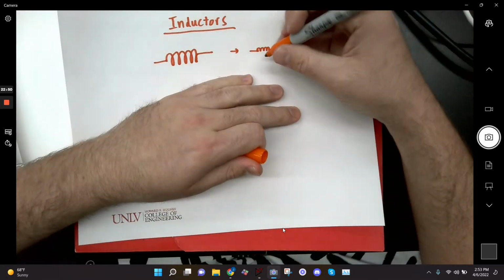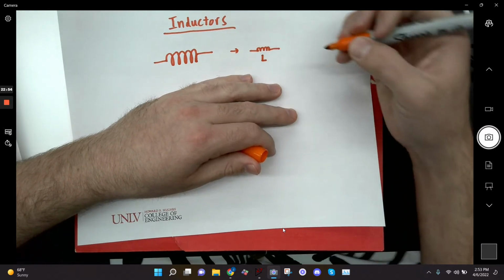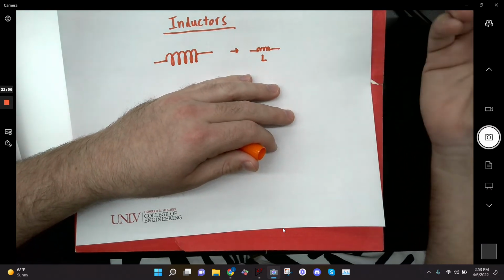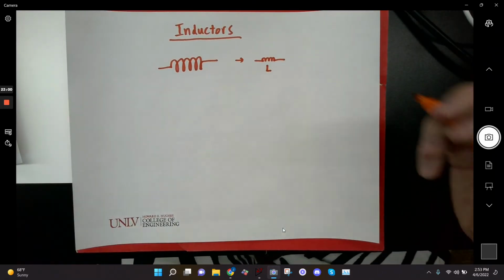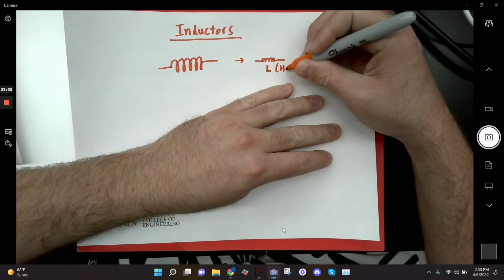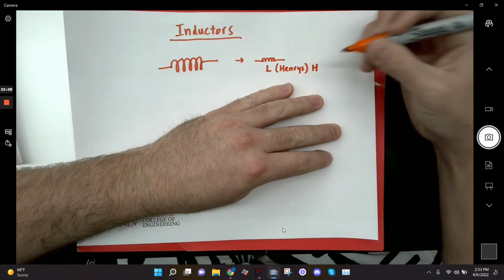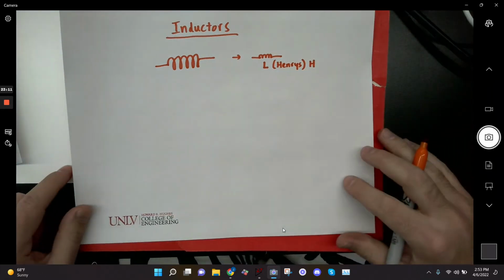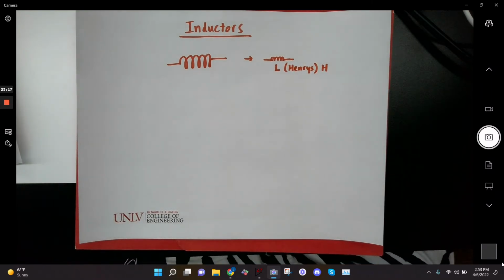Its inductance is L. I don't know why. Again, we can't use I because we use I for current, so someone decided to call it L. And inductance is measured in units of henries, H. I don't know who Henry is. I don't know who that is either.